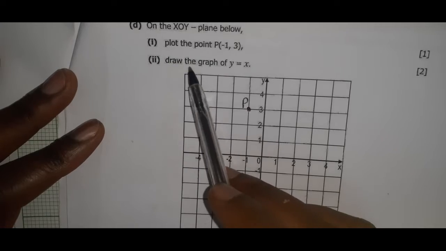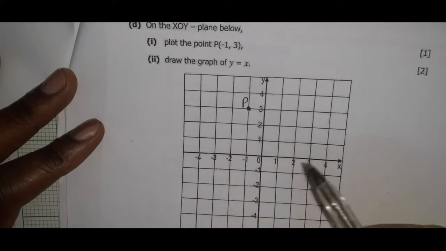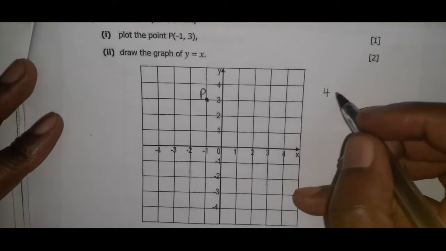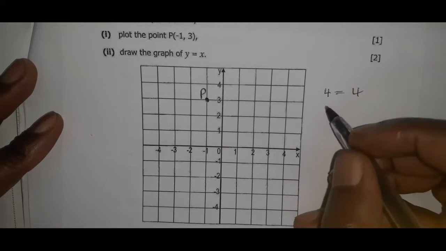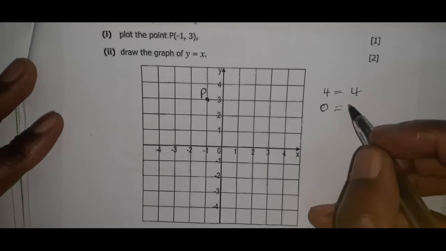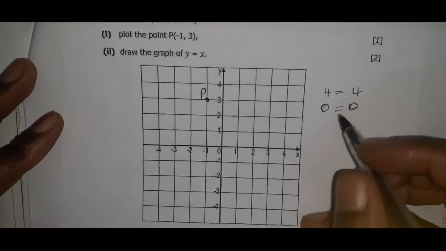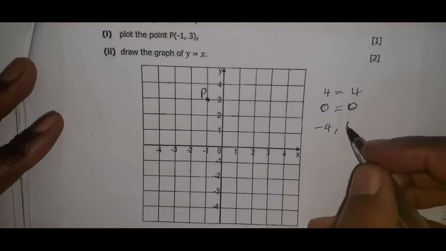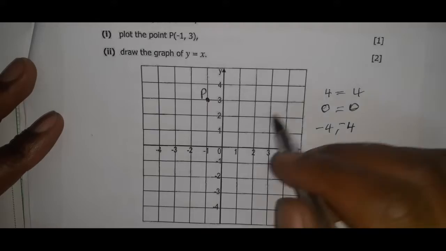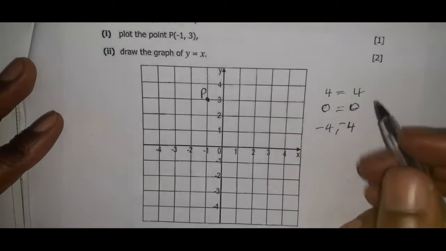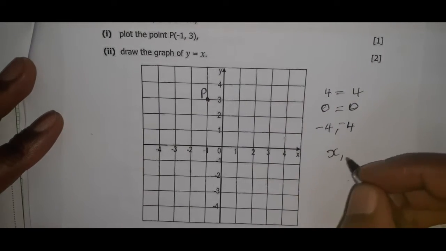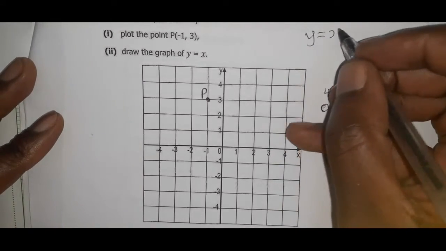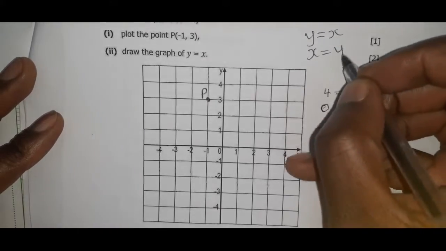Then draw the graph y is equal to x. Y is equal to x means that if y is equal to 4, even x is equal to 4. If y is equal to 0, even x is equal to 0. If y is equal to negative 4, even x is equal to negative 4. And vice versa. When we are plotting, I'm sure you know that we always start with x and y. And we're saying y is equal to x is the same as x is equal to y.